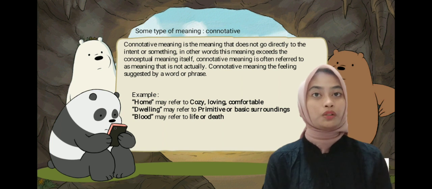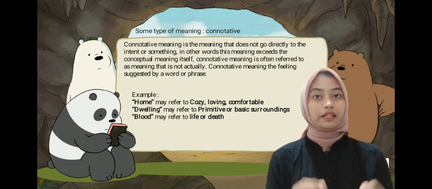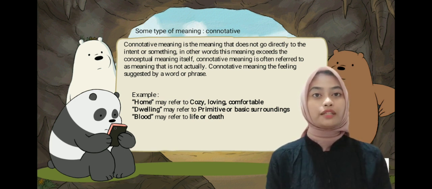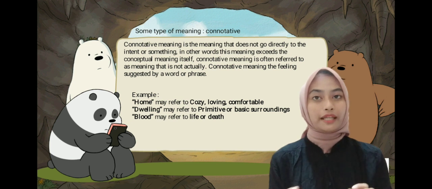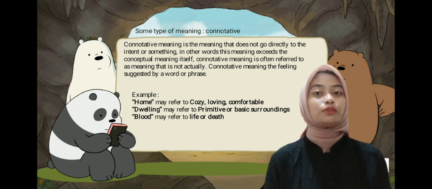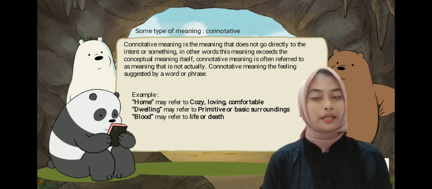And we move to connotative. Connotative meaning is the meaning that does not go directly to the intent of something. In other words, this meaning exceeds the conceptual meaning itself. Connotative meaning is often referred to as meaning that is not actual, the feeling suggested by a word or phrase. For example, home may refer to cozy, living, comfortable. The second example is dwelling, which may refer to primitive or basic surroundings. And the last example is blood, which may refer to life or death.